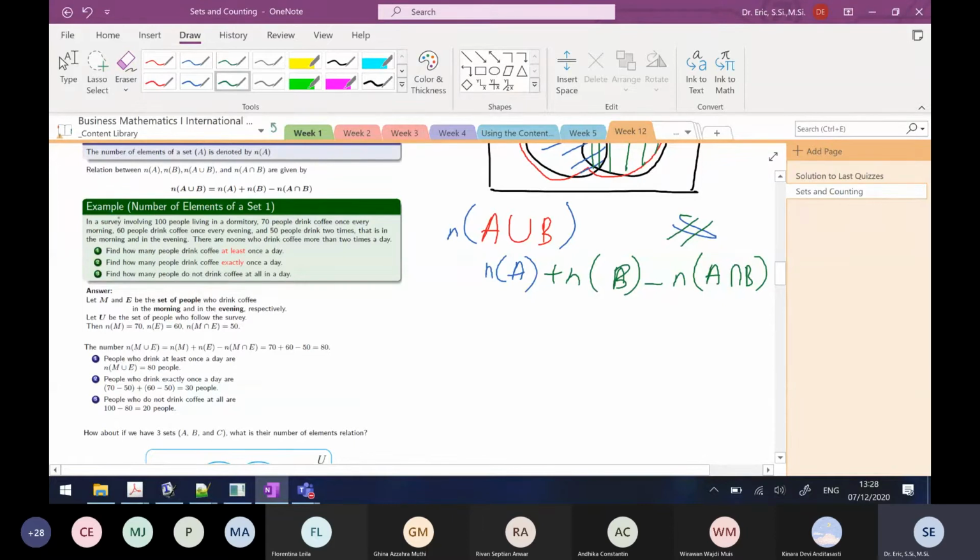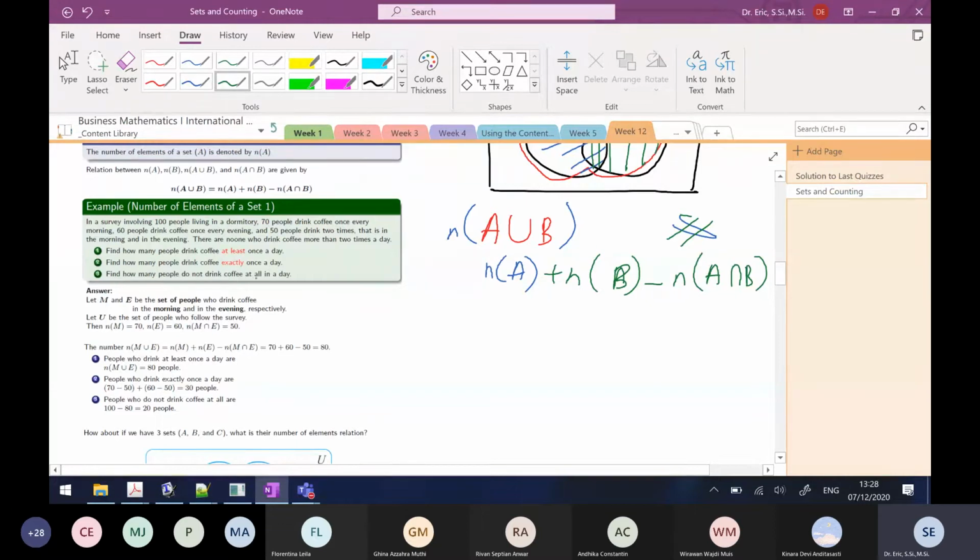And then an example, this one, number of elements of a set. In a survey involving 100 people living in a dormitory, 70 people drink coffee once every morning, 60 drink coffee once every evening, and 50 people drink 2 times, that is in the morning and in the evening. There is no one who drinks coffee more than 2 times a day. So find how many people drink coffee at least once a day, and exactly once a day.